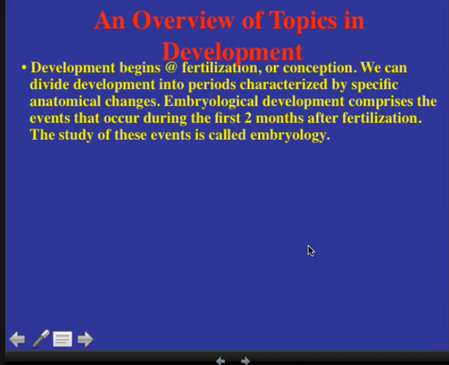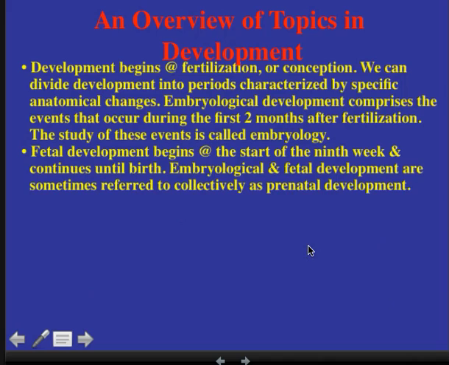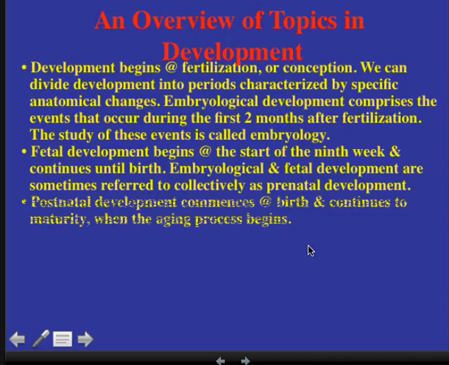So it begins at fertilization or conception. We can divide development into periods characterized by specific anatomical changes. Embryological development makes up the events that occur during the first 2 months after fertilization, and the study of these events is embryology, and fetal development begins at the start of the 9th week and continues until birth. Embryological and fetal development are sometimes referred to as prenatal development.